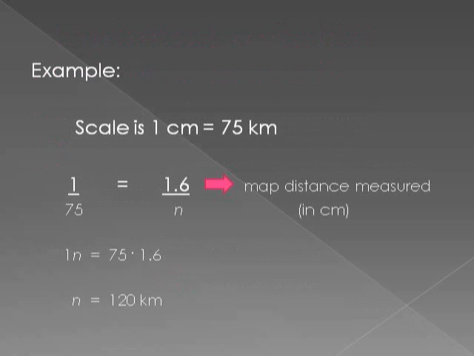Here's another example. If our scale is that every centimeter represents 75 kilometers, then this is our ratio for the scale. If we measure the map distance in centimeters, 1.6, we will be able to know how many kilometers that would be. So again, multiply the two that are diagonal, divide by the third. So 75 times 1.6, divide by 1. So 1.6 centimeters represents 120 kilometers. All right, let's get going.